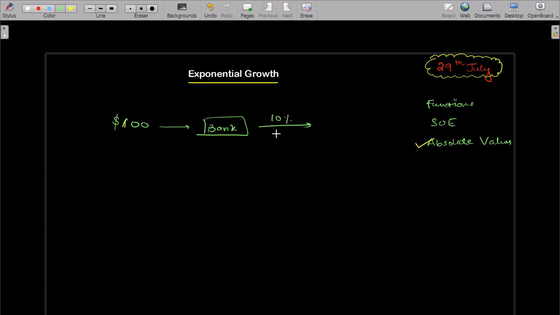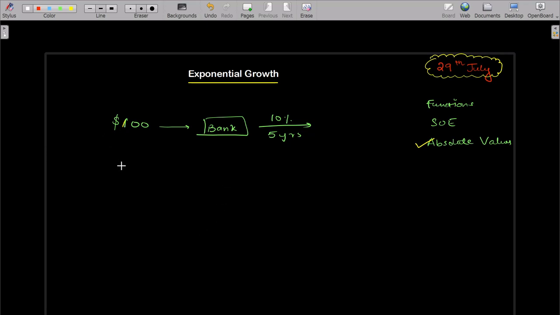For let's say 5 years. Then at the end of 5 years, what is the amount that you will receive? So there is a formula for finding out this answer, but I want to explain to you what's happening behind the scenes.